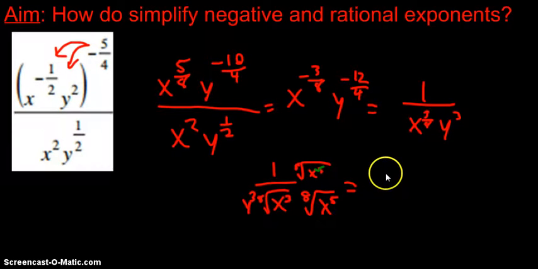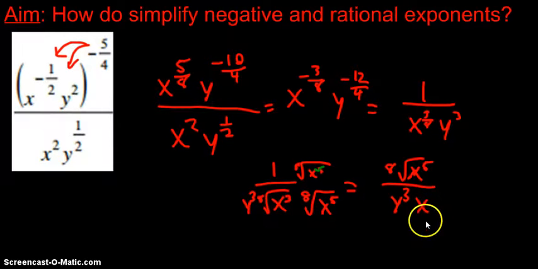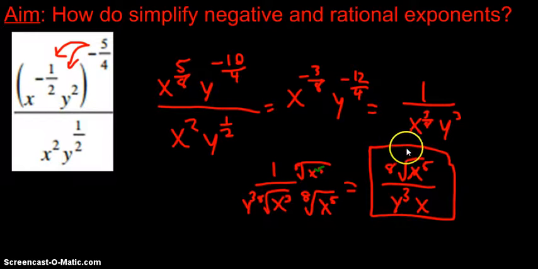So that would become the 8th root of x to the 5th power over y to the 3rd x. Alright, because this is the 8th root of x to the 8th, which is x. So that would be the simplest form: no negative exponents, no fractional exponents, and a rationalized denominator. Alright, that's probably the most complicated example you'll see. Unlikely to be more complicated than that.